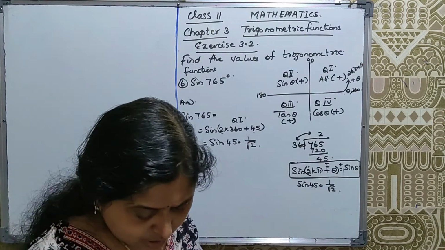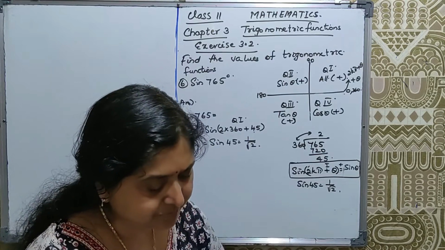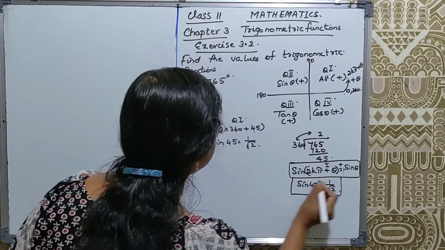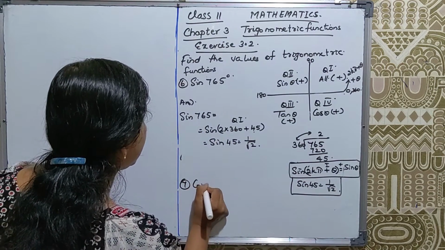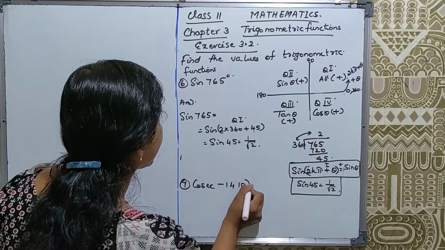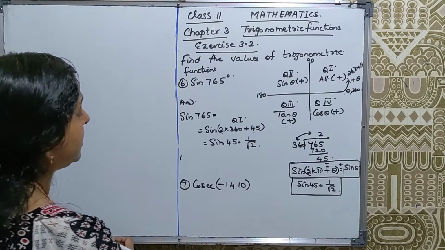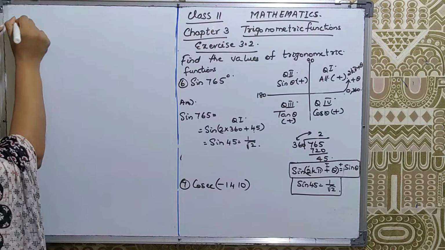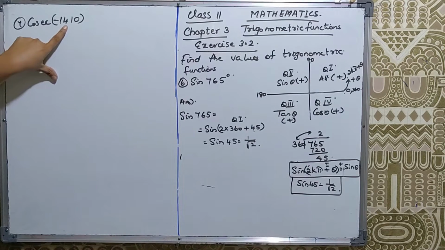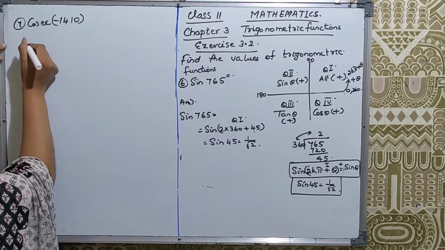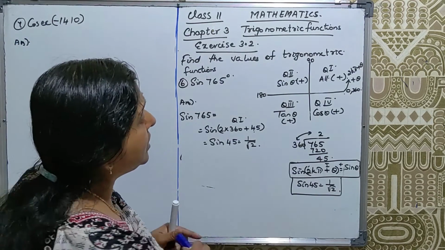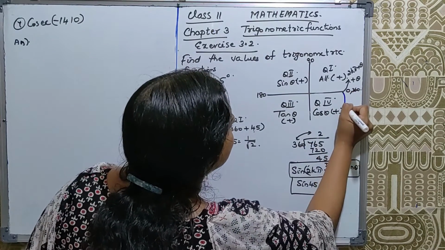Question number 7 is cosec minus 1410. Cosec minus 1410. Now cosec minus theta. So in that one again we will do the answer part. All the minus thetas belong to the fourth quadrant.